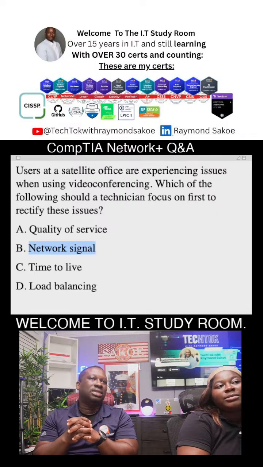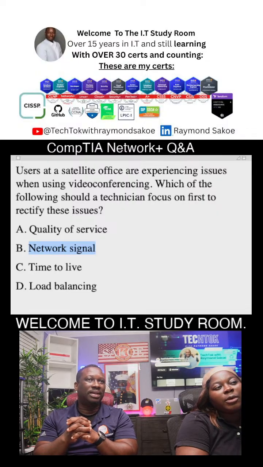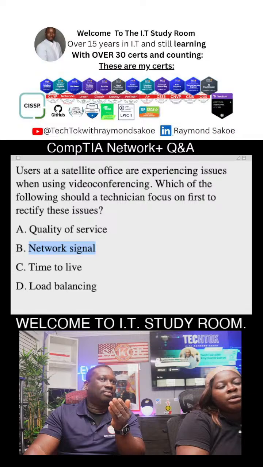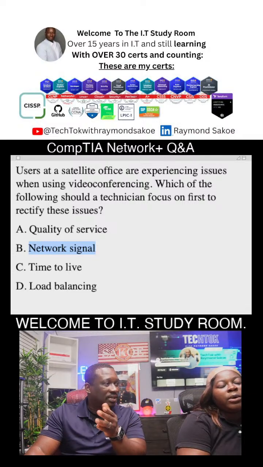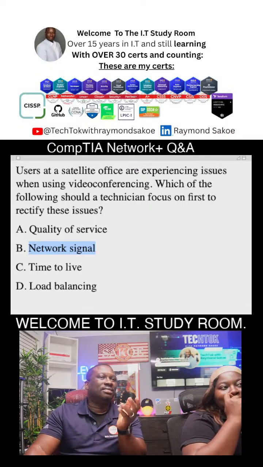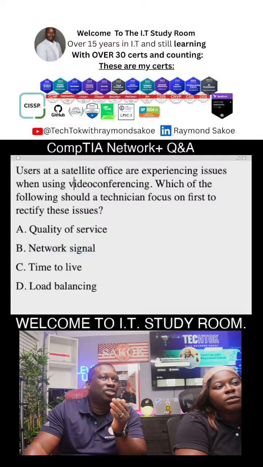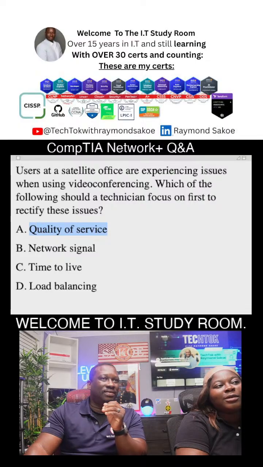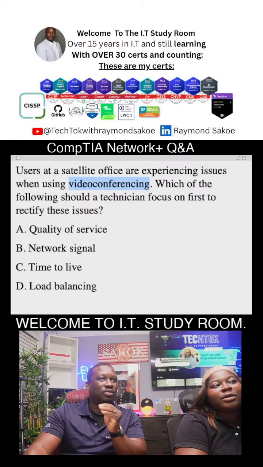Increasing the network signal might help, right? But that wouldn't be the first thing. It might be that there are other devices or other users that are overusing the network. So even if you increase the signal, the user might still have issues with the conferencing. However, if you set up a quality of service, it doesn't matter if someone is downloading a file or not, the video conferencing will be prioritized.